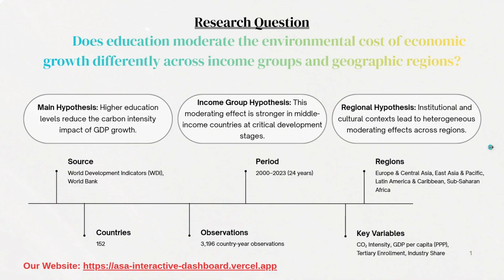Our main hypothesis states that education reduces the carbon dioxide intensity of GDP, and that this moderating effect is stronger in middle income countries. The data includes GDP, carbon dioxide intensity, tertiary education rate, and industry share, all merged into a panel dataset of approximately 3,000 observations. This research aligns directly with SDG 4 and SDG 13, showing how education can drive sustainable growth.